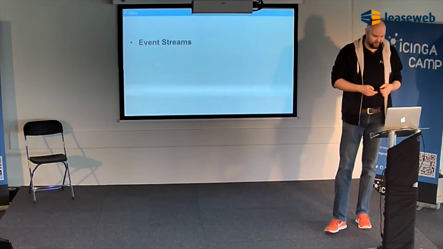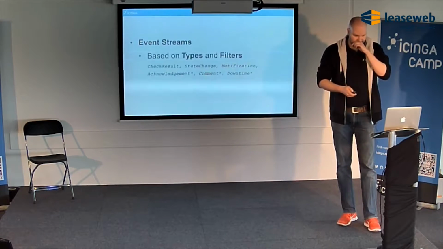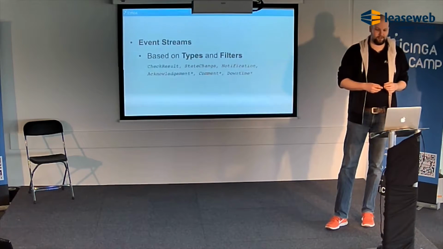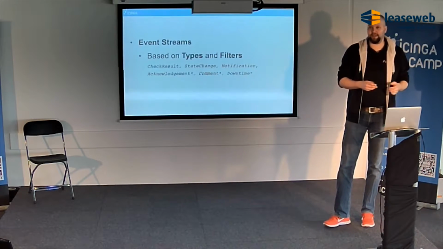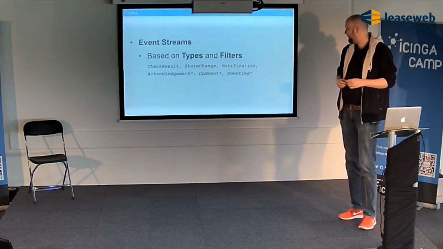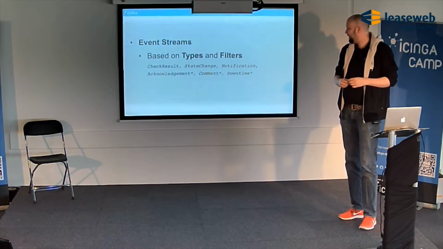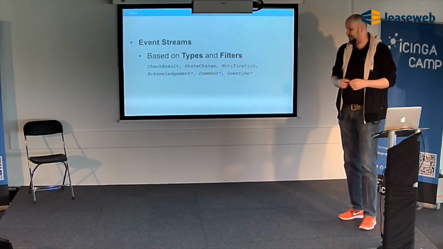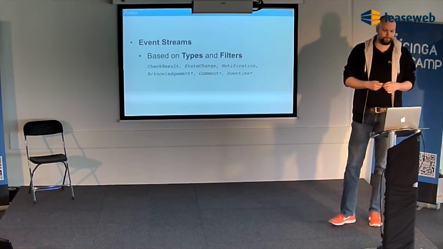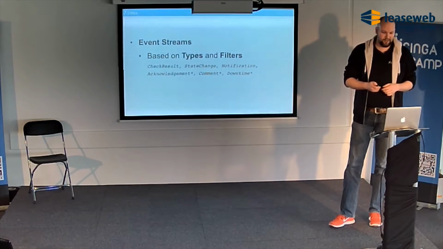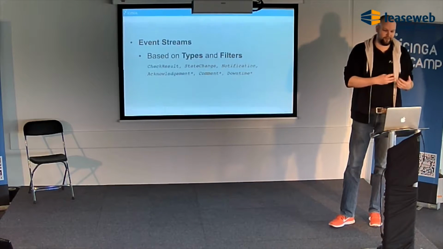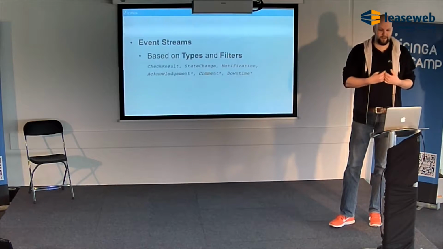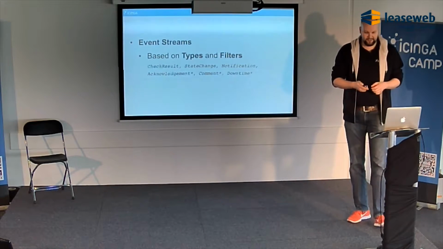A bit about the event streams. As said before, you can tell the type and filter on that: check result, state change, notification, acknowledgement, comment, downtime. That's basically everything you can filter on from the event streams. You can use that, for example, to create your own notification mechanism or provide your own check result backend for SLA reporting and other stuff.